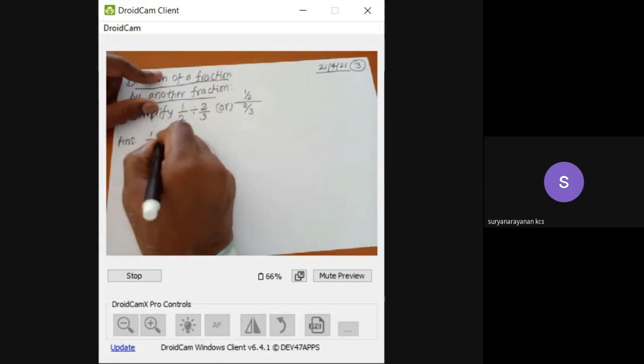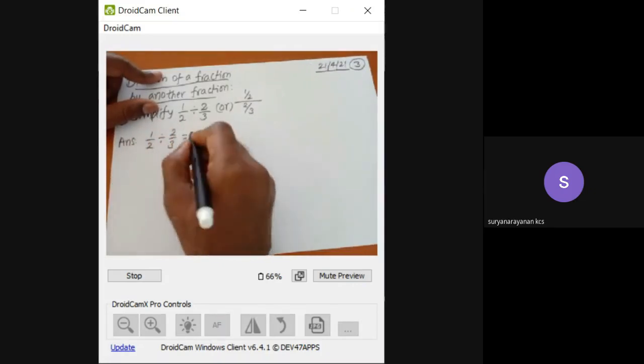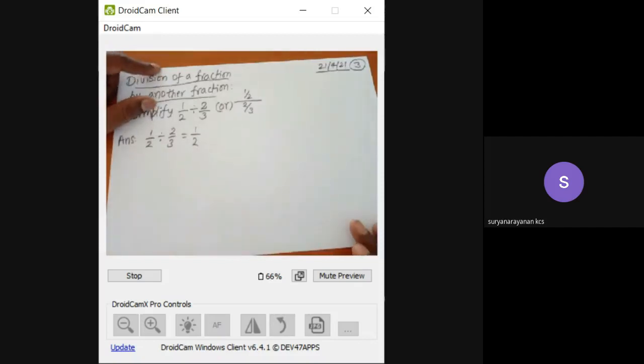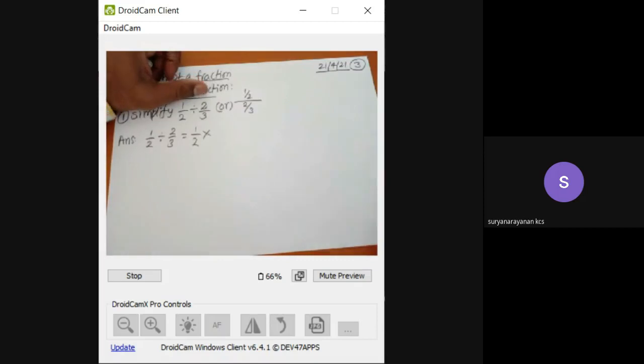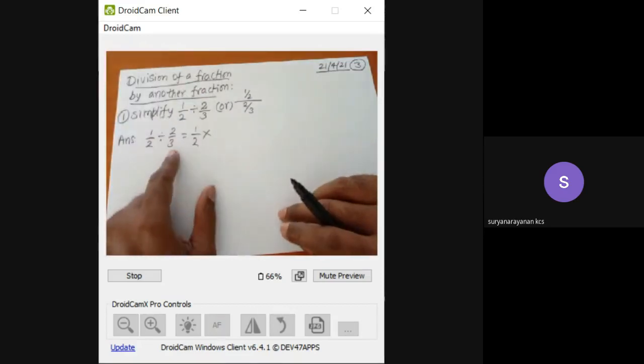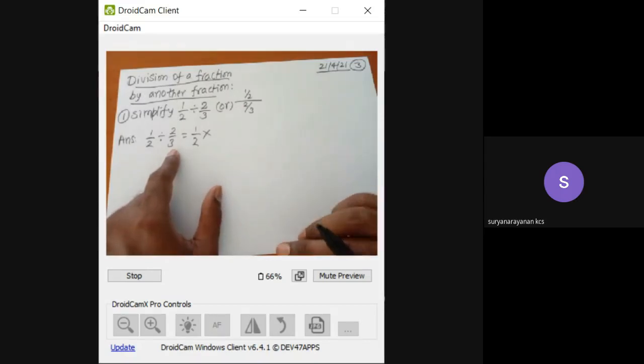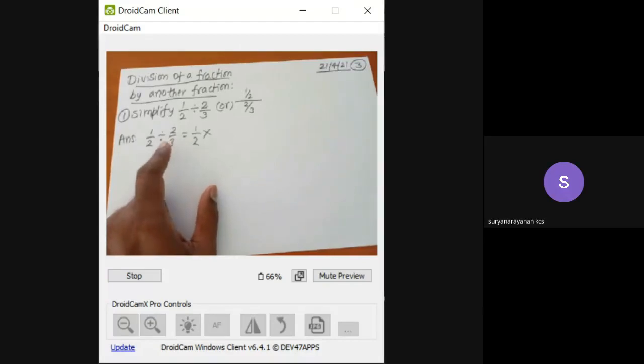1 by 2 divided by 2 by 3, we write the first fraction as it is. After that, instead of the division symbol, we keep the multiplication symbol. Next we write the reciprocal, the multiplicative inverse of 2 by 3. Can you tell me what is the reciprocal of 2 by 3? Sir, 3 by 2. Very good. 3 by 2. We just reverse numerator and denominator. So 3 by 2.